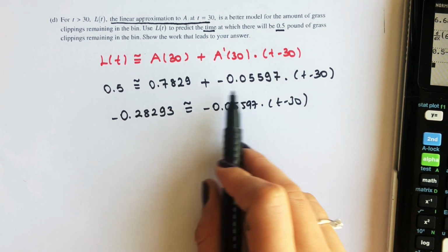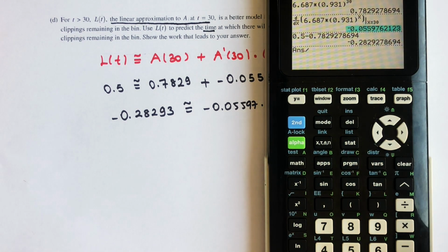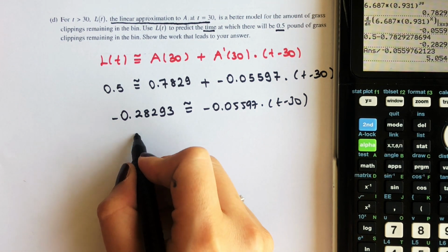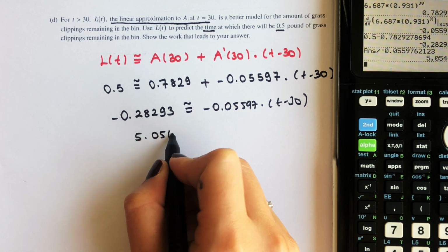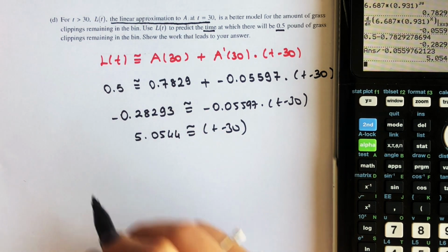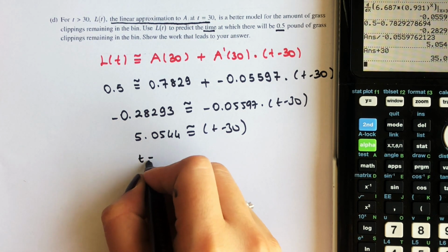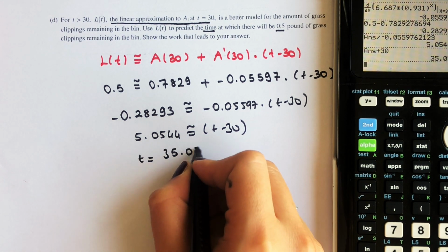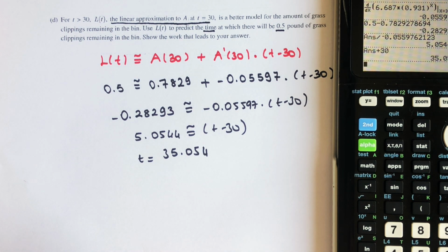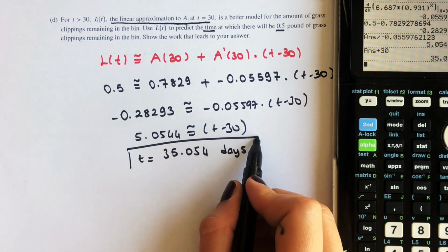Now we will divide by this value, divide by, now I can copy this value. Okay, last step, 5.0544 equals t minus 30. If we add 30 to the result, we can find the value of t. The value of t is 35.054 days. Okay, we found the result.